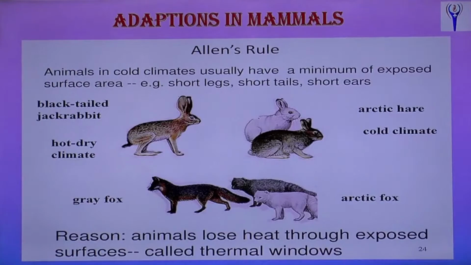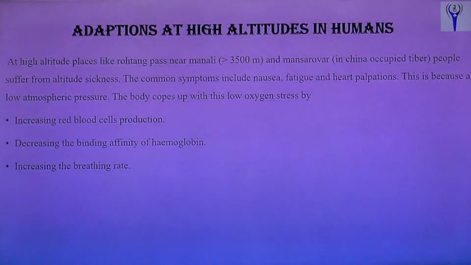arctic fox in cold climate, arctic hare, penguins, etc. Okay, next, adaptations at high altitude in humans. At high altitude places like Rohtang Pass near Manali, as we go higher and higher in the mountains, we cannot breathe easily. Why? Because there the oxygen is very low, so as you go higher you cannot breathe oxygen well. Then palpitation happens, palpitation.